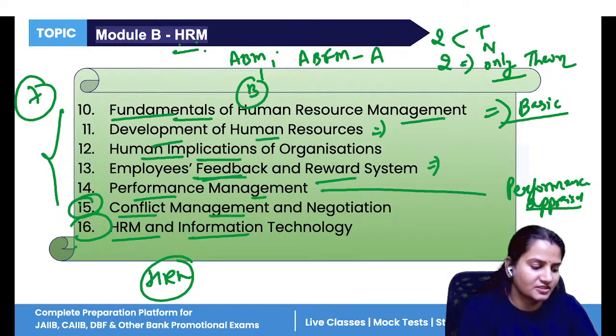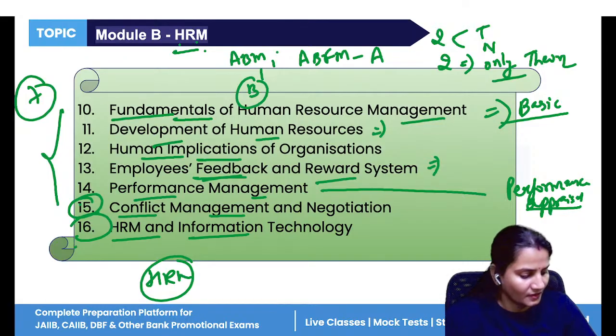No, you cannot change the optional paper in the middle. All right. That was the question on YouTube.